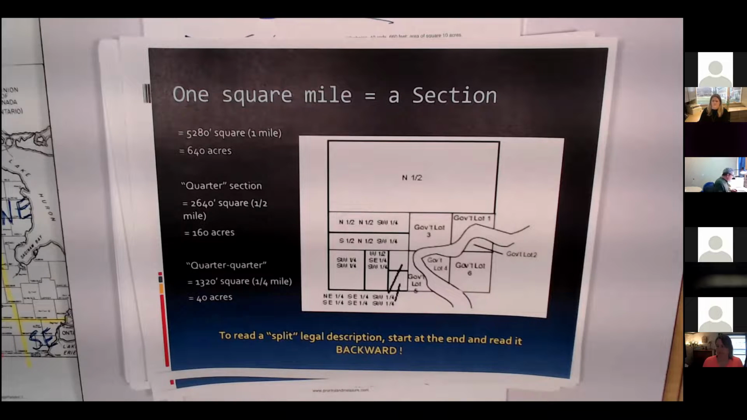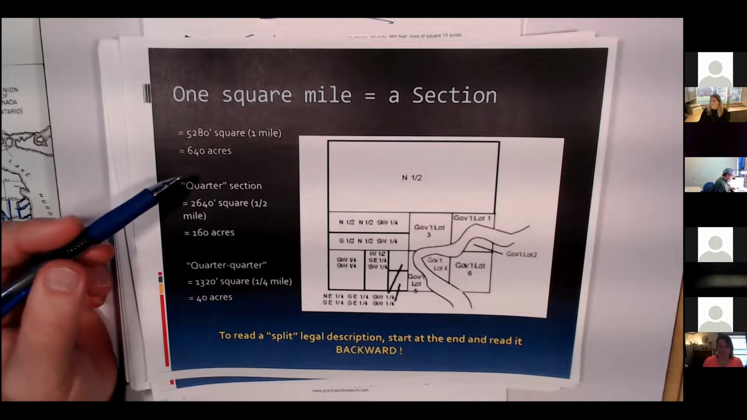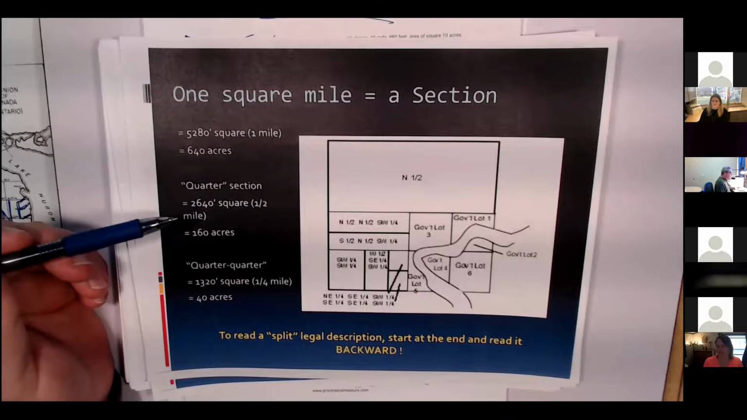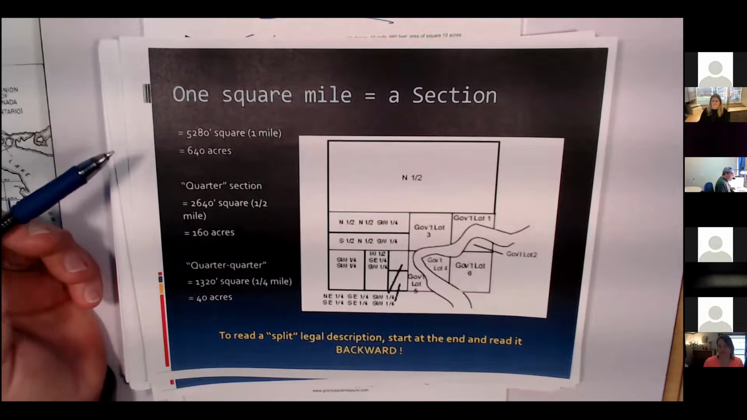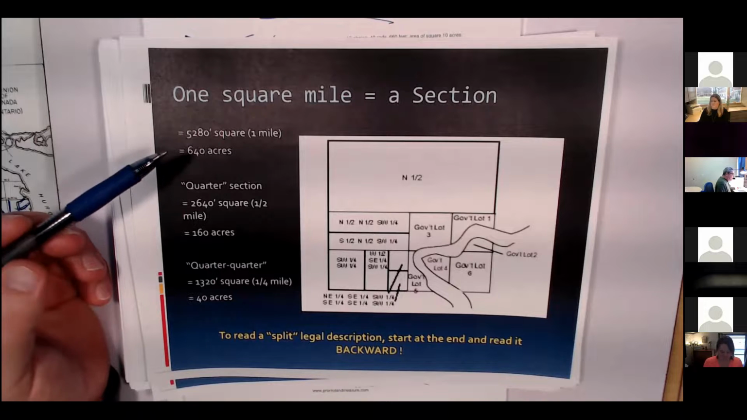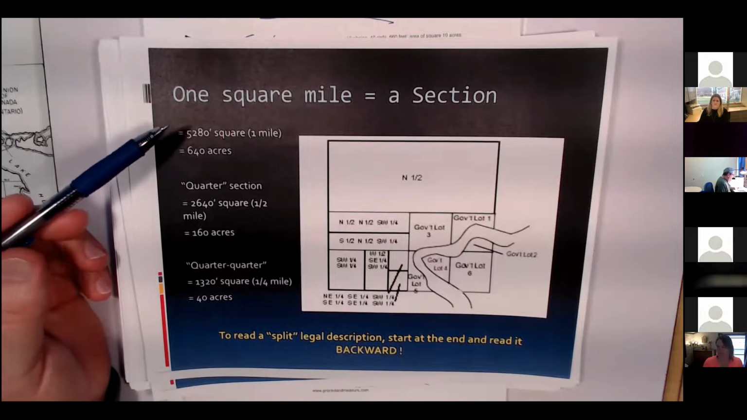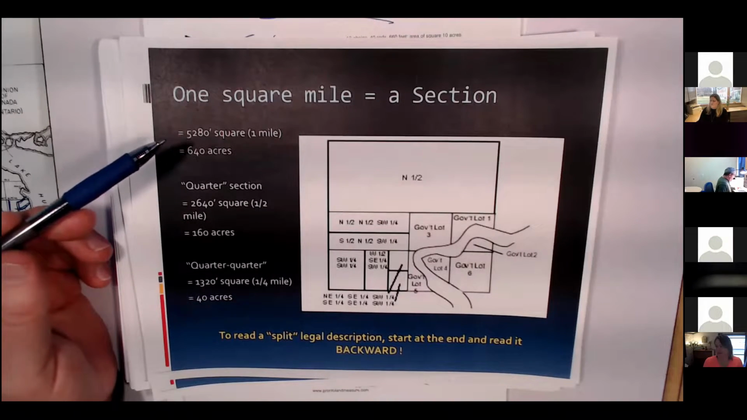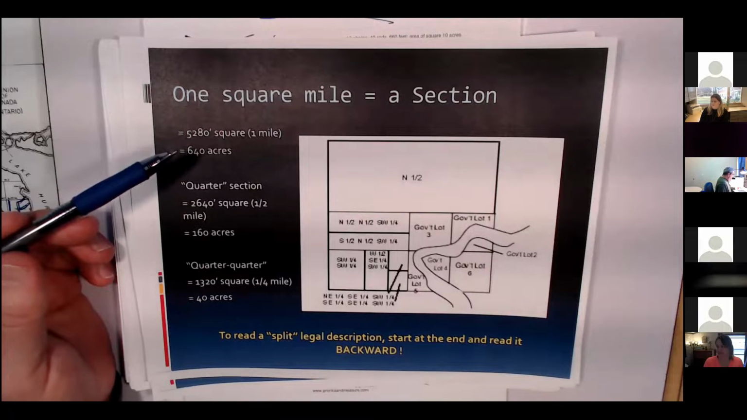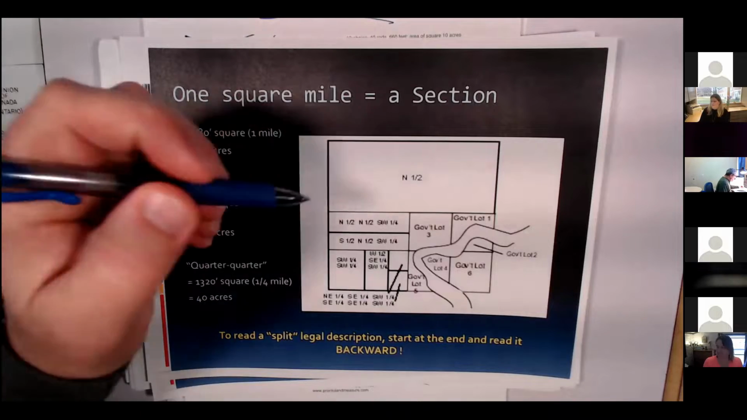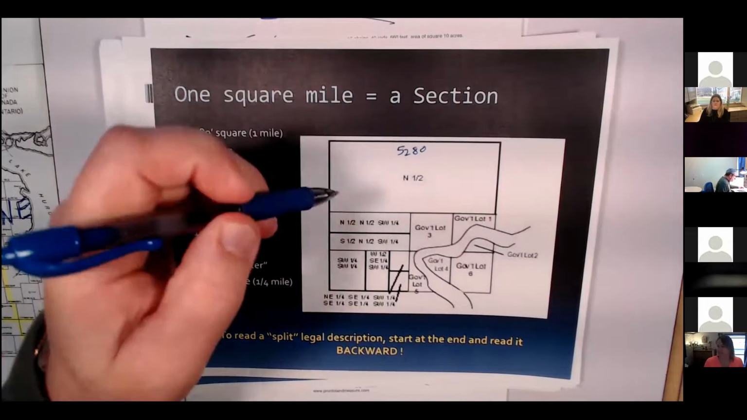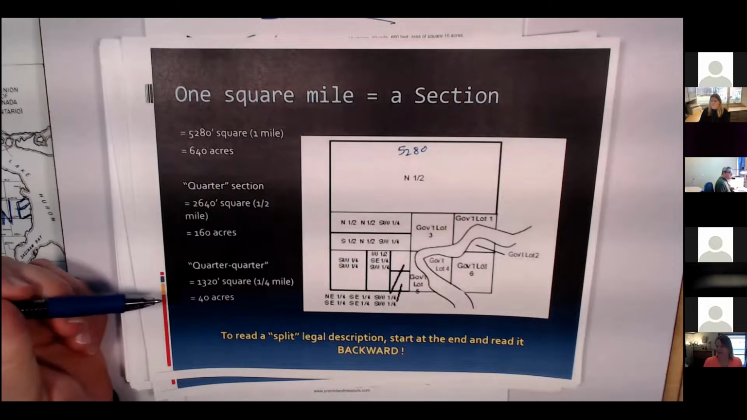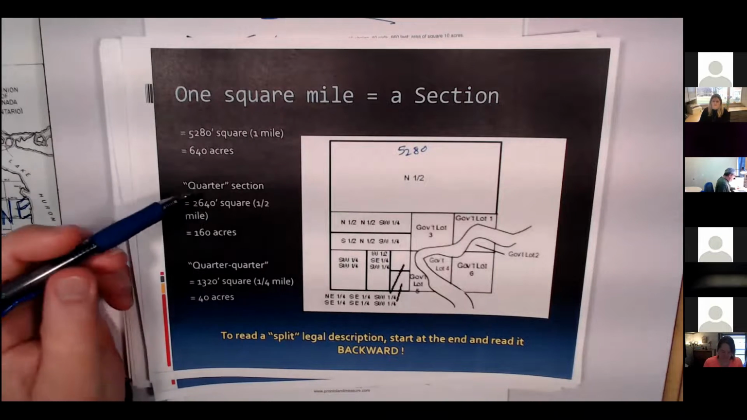A square mile is 640 acres in a non-fractional section. The fractional sections are fairly uncommon. I think probably every county is going to have a few here and there, but for the most part, probably 99% of what you're dealing with is going to be a statutory square township and a square mile. The measurement is going to be 5,280 feet on each side of your square mile. And that is going to calculate out to being 640 acres.